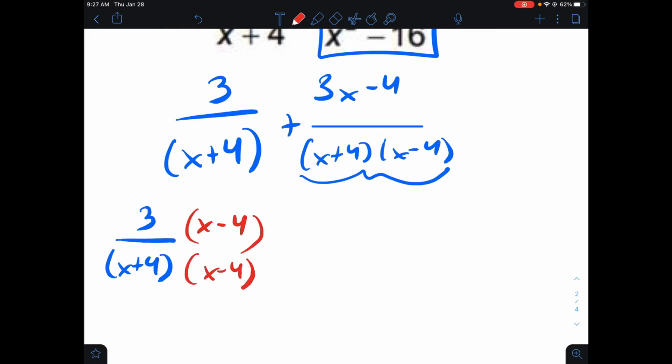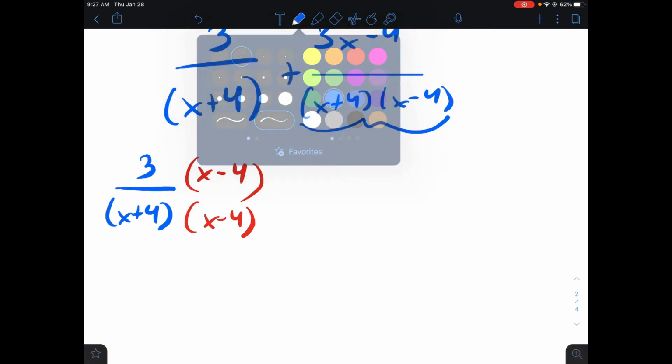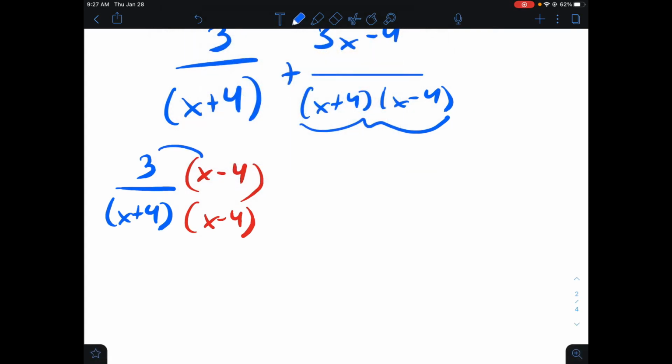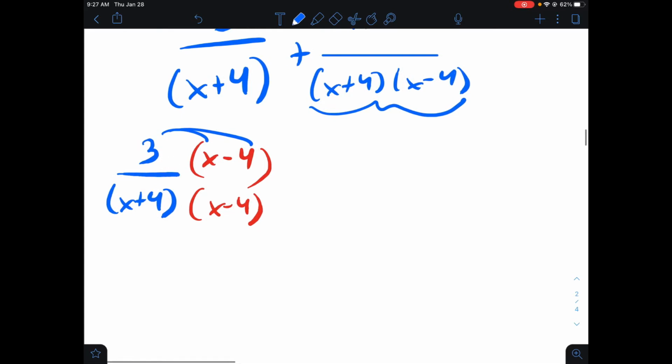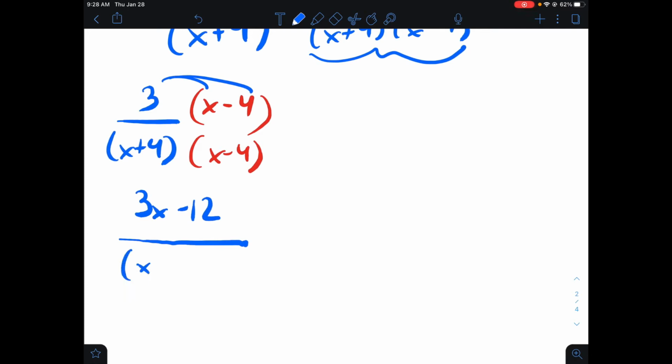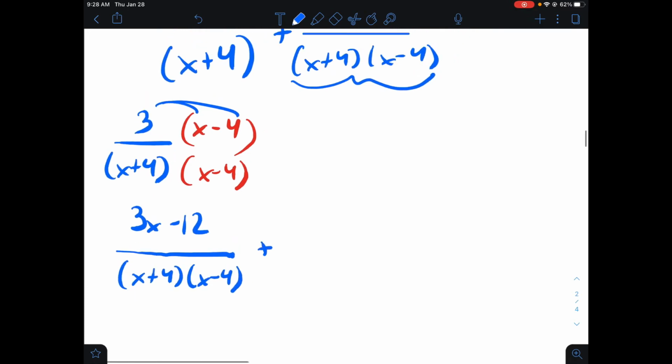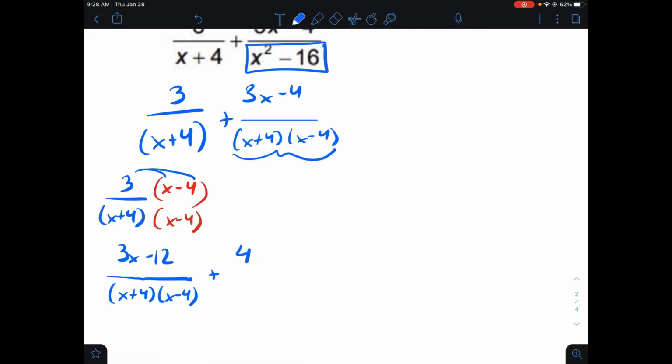All right, so when you do that, you end up with, well, actually, I should say, too, you need to distribute, right? On top, you either need to FOIL or distribute or do whatever you need to do to multiply what's being multiplied on the top. So we end up with 3x minus 12 all over, and then our common denominator of x plus 4, x minus 4. And then we can go ahead and just rewrite our second one here. It was already good to go, which is 3x minus 4 all over x plus 4, x minus 4.